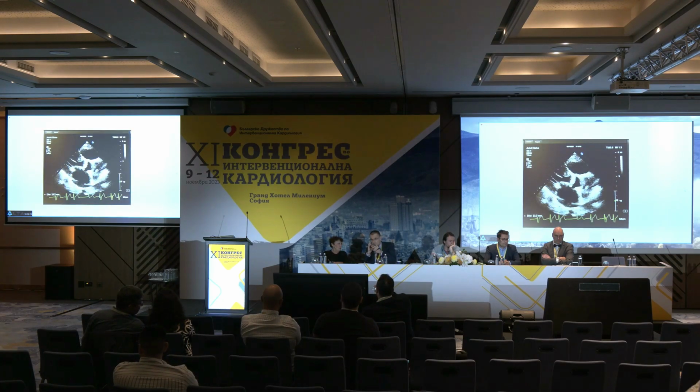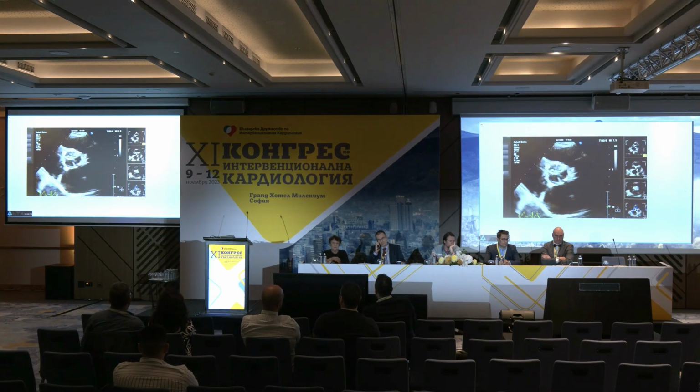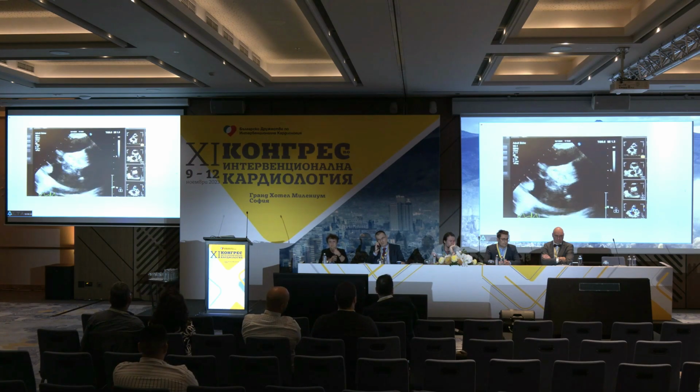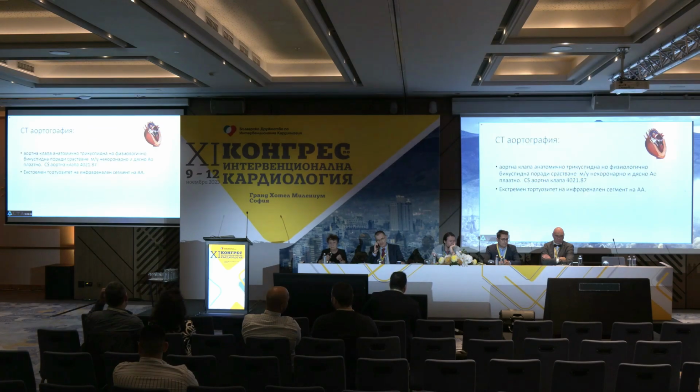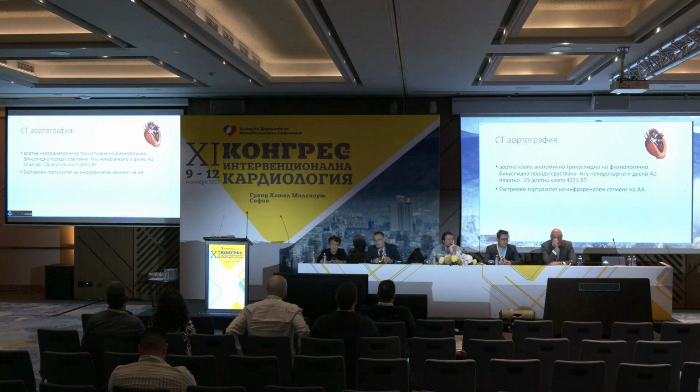Also, the calcification of the aortic valve extends to the aortic root. This is the calcium over the non-coronary and right cusp of the valve. And from the CT aortogram, her calcium score is above 4,000. So I already told you that there is adhesion between the non-coronary and the right aortic leaflet.